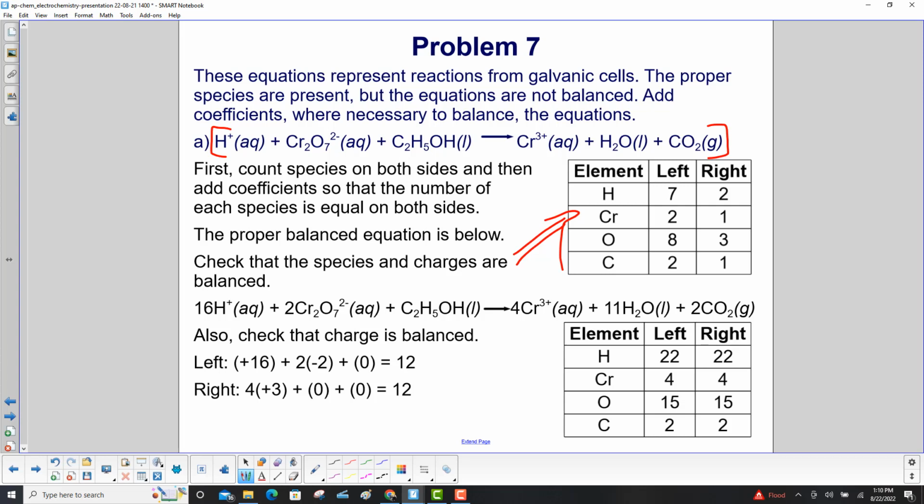So I'm not going to go through that. We've done that a lot in the past. So you each have your own methods for doing it, and hopefully you can get to this answer right here. And that shows that the species are balanced.